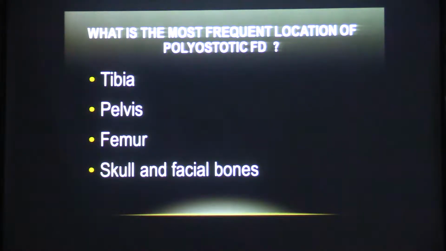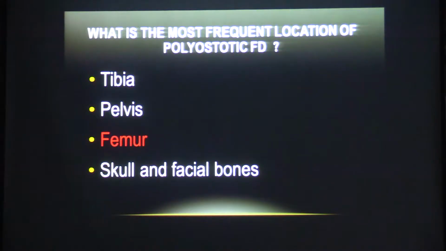Okay, so I think you were correct, and this is the femur. In polyostotic fibrous dysplasia, the femur would be involved in over 90% of the cases. The tibia is in second place. It would be involved in 80% of the cases. Pelvis would be involved in around 75%, and the skull and facial bones would be affected only in 50% of the cases.